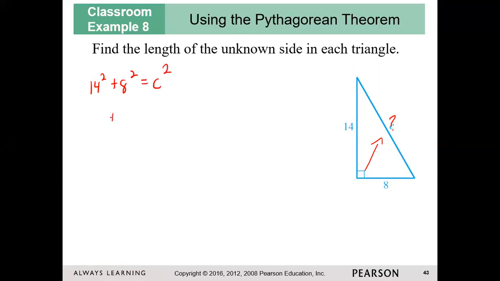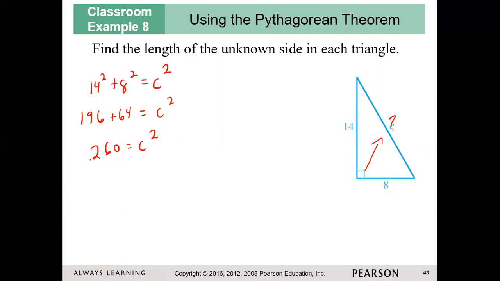And then this is going to be 64. This is going to be 196 is equal to C squared. This will be 260 is equal to C squared. And now we're playing the game of, well, we can't leave this because we don't want to know what C squared is. We want to know what C is.